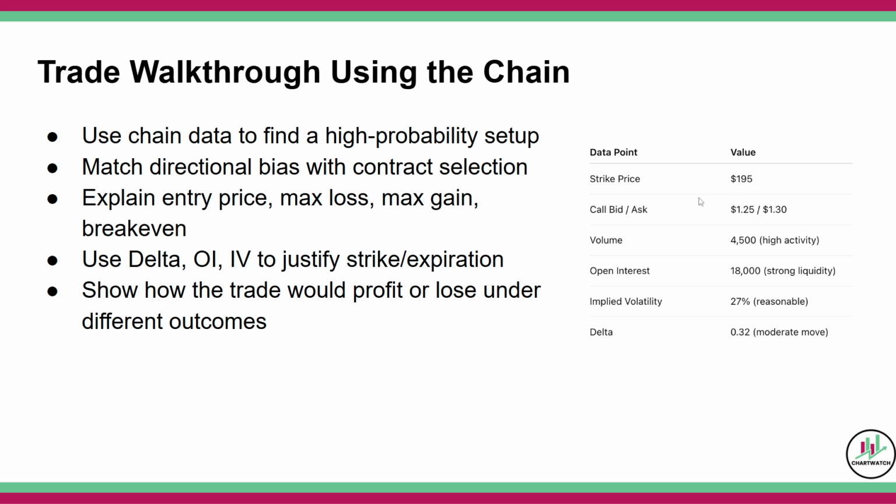Your strike price is 195. Your call bid ask is 1.25, 1.3. Your volume is the same thing from the last; I just moved it over so you could see just those points. So your entry price, you enter with a limit order at $1.30, which is the ask price. Your max loss is $130, right? Because when you're buying an option, you're buying a contract of 100 shares. So if the ask is 1.30, multiply that by 100 shares, $130. Your max loss is going to be $130. So you cannot lose more than $130.